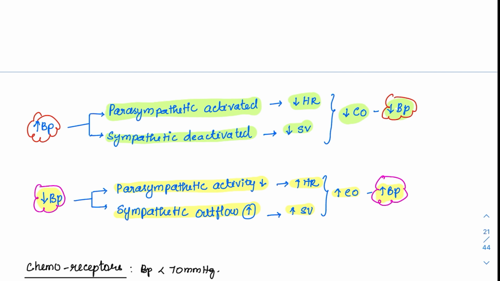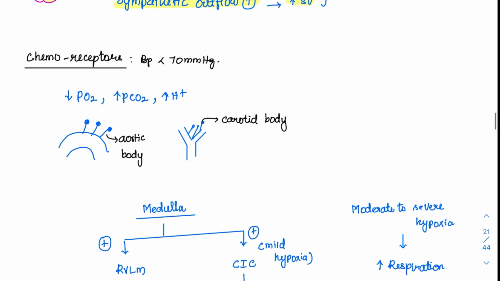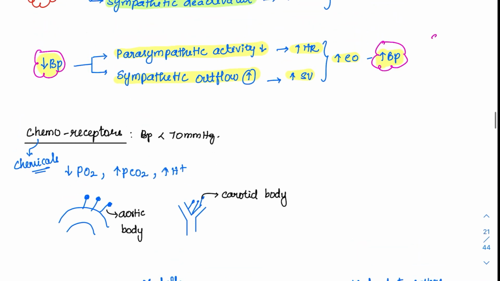Now coming to the chemoreceptors. Chemo, as the term indicates, is sensing the chemicals. These are nothing but the chemical sensors. They are not usually activated. The baroreceptor acting range is 80 to 180 mm of Hg. Whenever the BP is changing in between these ranges, the baroreceptor will take care of them.